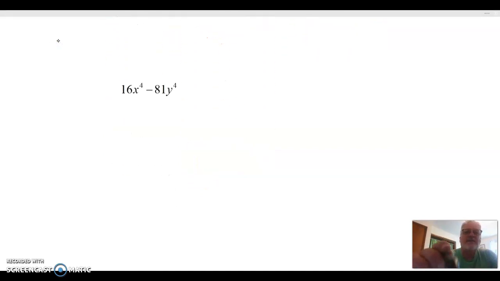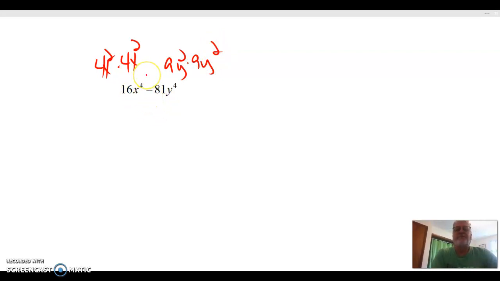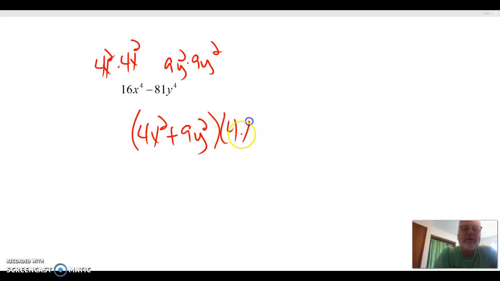And one last one here. I've got, this is 4x squared times 4x squared. So it's a perfect square. This one is 9y squared times 9y squared. So it's also a perfect square, and it's a difference. It's a difference of perfect squares. Notice we're not doing sum of perfect squares. There's no way to factor a sum of perfect squares, but you can factor a difference of perfect squares. So this one's going to be 4x squared plus 9y squared times 4x squared minus 9y squared.